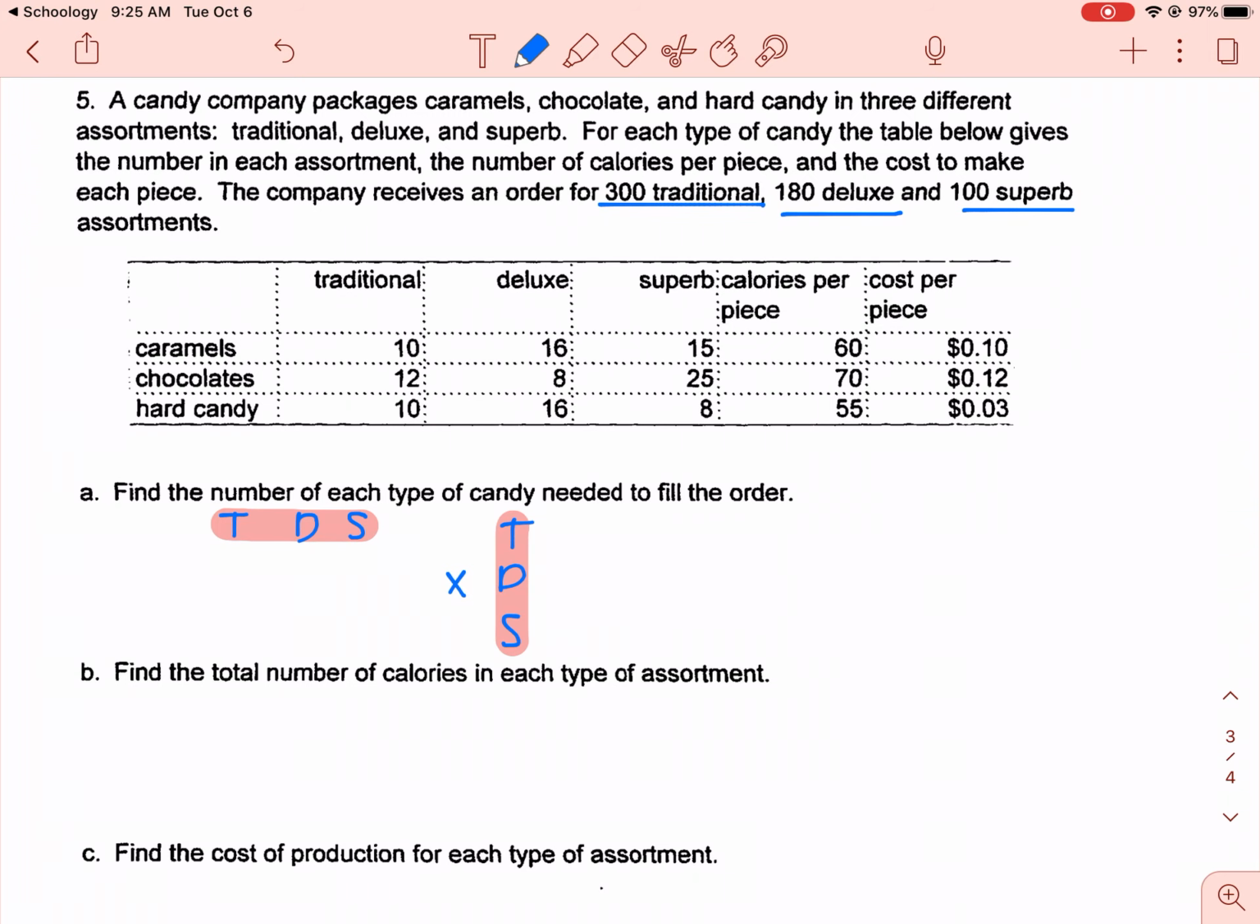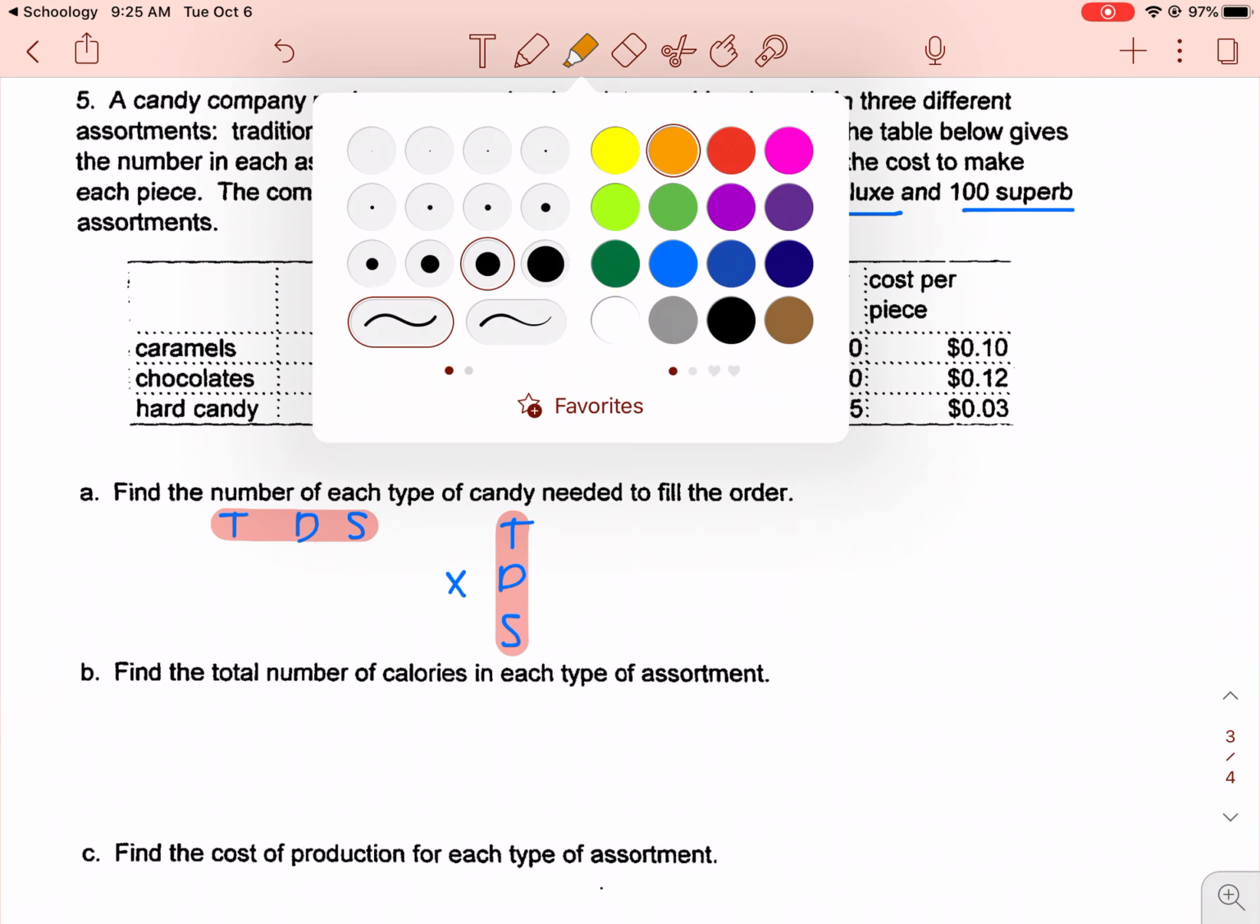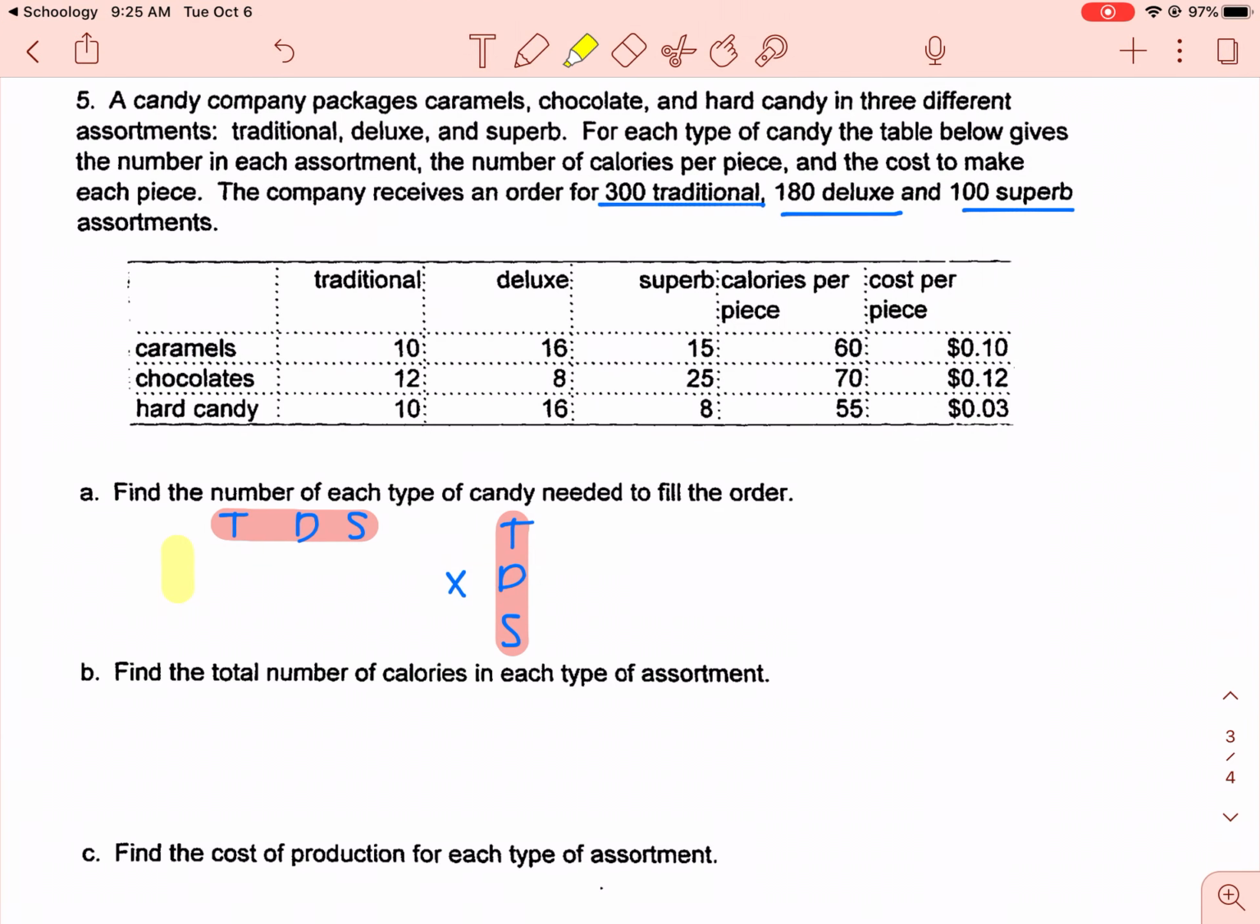In the end, I'm finding the number of each type to fill the order. So I'm guessing this should be the amount, and this will be caramels, chocolate, hard candy. Because in the end, I want caramels, chocolate, hard candy compared to cost.